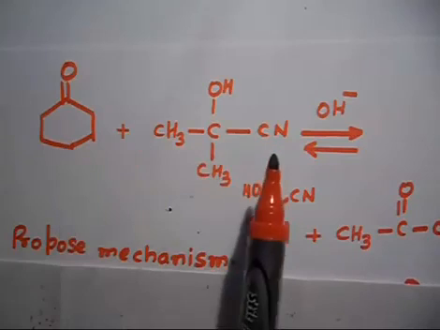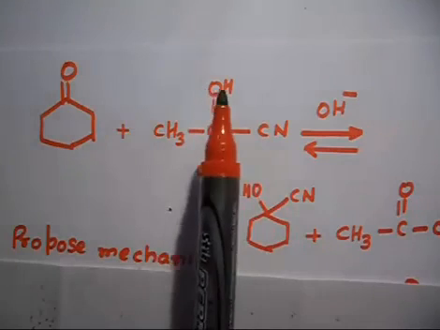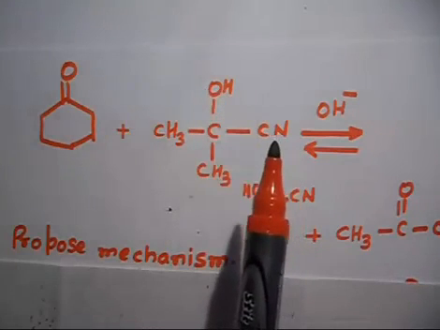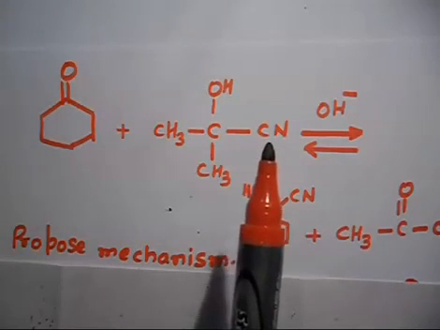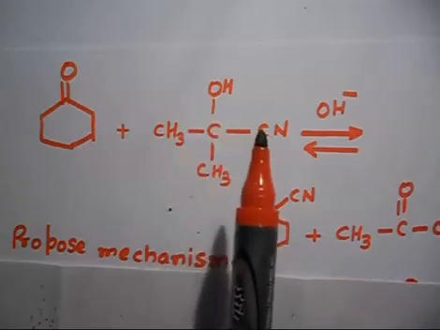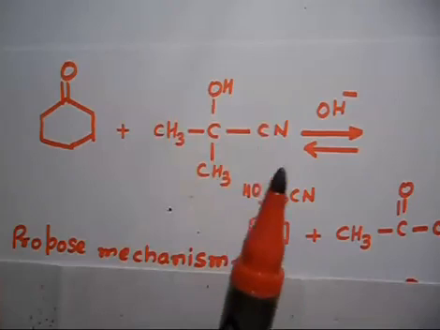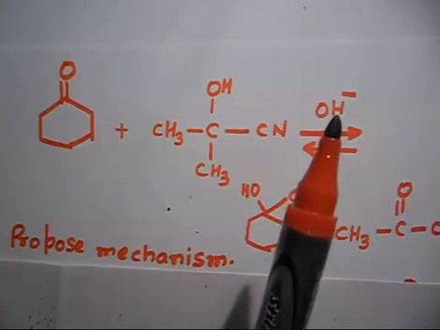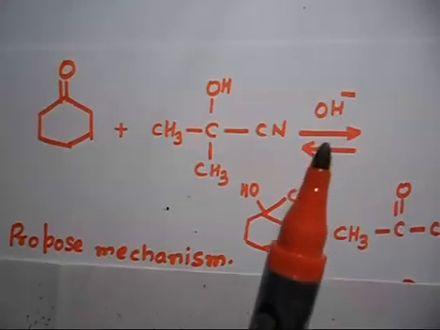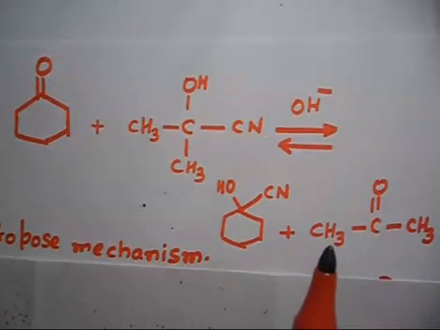If this molecule is treated with this molecule, which contains OH as well as CN both, this kind of thing is called cyanohydrin. Hydroxy group and cyano group, so this is the cyanohydrin. If I react it in basic medium with OH minus, this gives the following product. You will get acetone, CH3COCH3, and you will get one cyanohydrin.